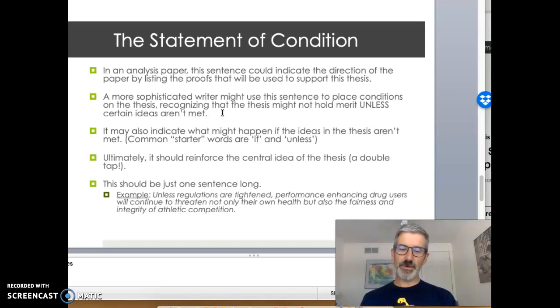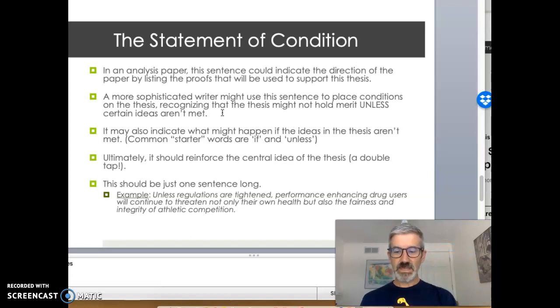A statement of condition also can provide conditions for that thesis. So this thesis is only true if these things fall into place. And that's when you get into a little bit more of a nuanced essay. But for the purposes now, let's think of it as just reinforcing our thesis here. So in an analysis paper, this might be something where you indicate the direction that you're going to go in with your thesis. I generally think that a more sophisticated writer might use this sentence to place conditions on the thesis, recognizing that the thesis might not hold merit unless certain ideas or certain criteria are met.